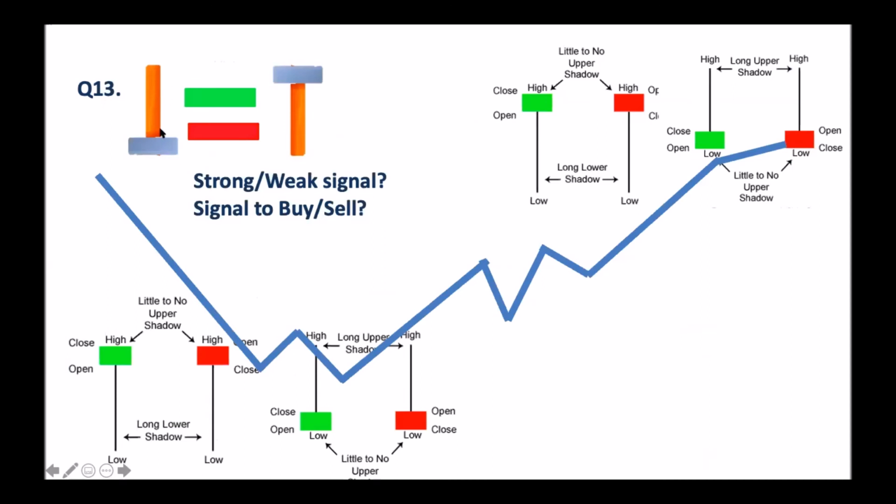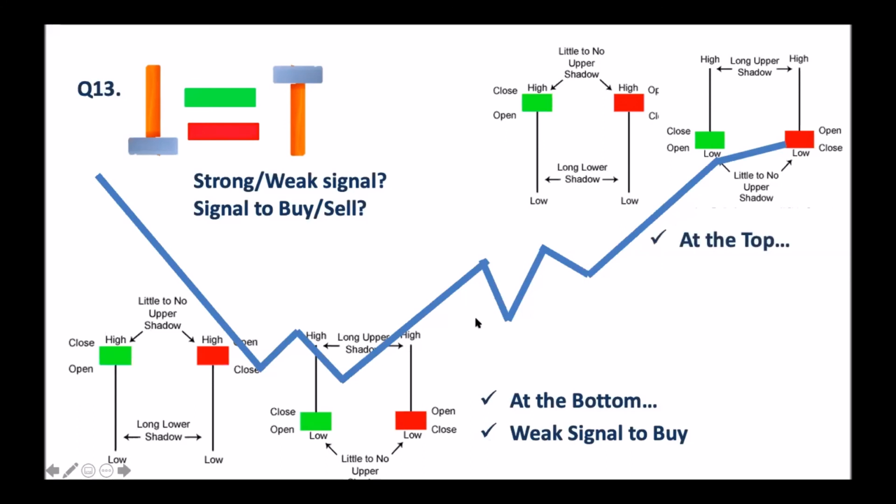Okay, remember the hammer. This is the inverted hammer, or you can call it hanging man or shooting star. It doesn't matter whether it's green or red. We look at whether this happens in a downtrend or an uptrend. At the bottom, it's just a weak signal to buy because it's a weak signal to go up. It may not go up. At the top, it's a weak signal to sell. I mean, it may not go down either. So it's a wait-and-see position.